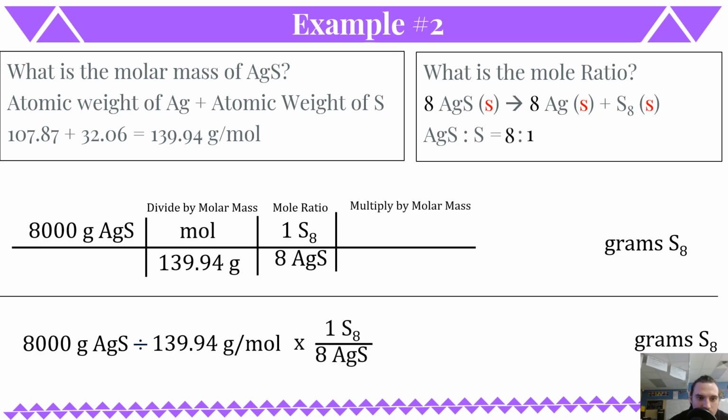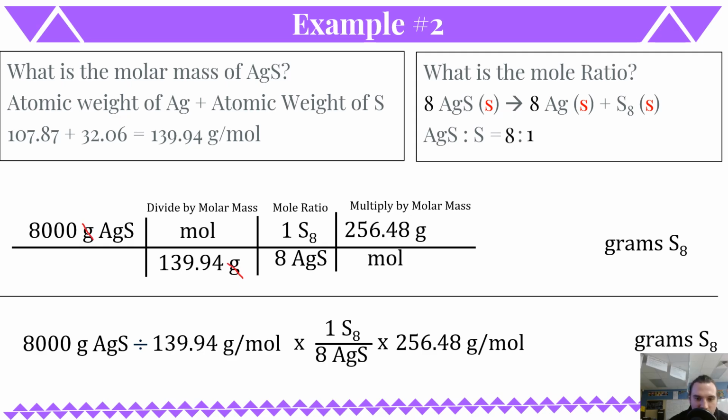Now, in this final step, we're going to multiply by the molar mass, not of silver sulfide, but of sulfur, which is S8. Sulfur is 32.06 for its atomic weight, its molar mass, but there's 8 of them together. So you take 8 times that, you get 256.48 grams per mole. Let's switch that moles into the bottom. And now we have everything set up. Let's double check. Did we do it correctly?